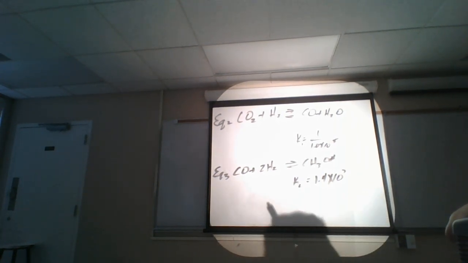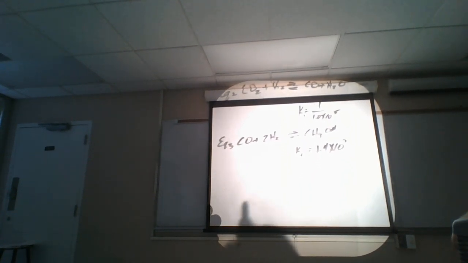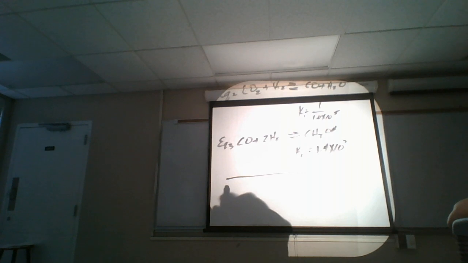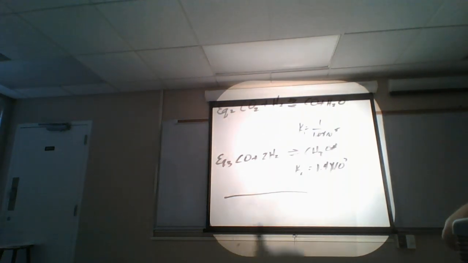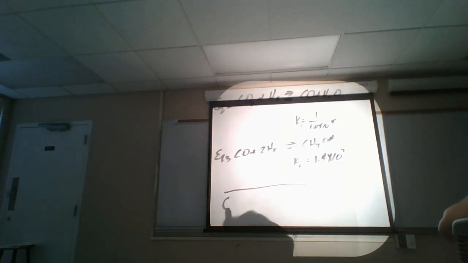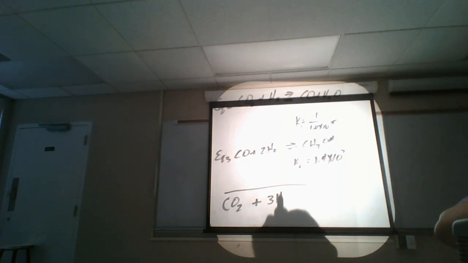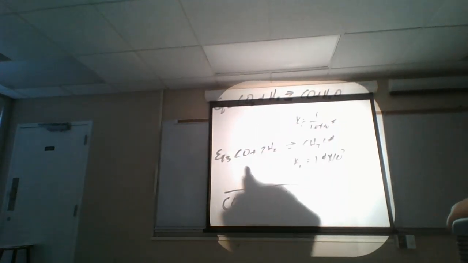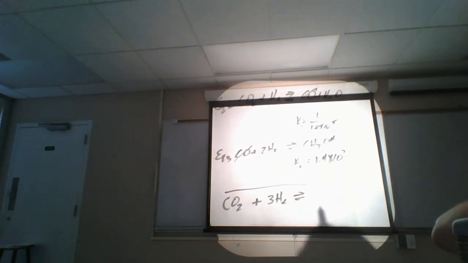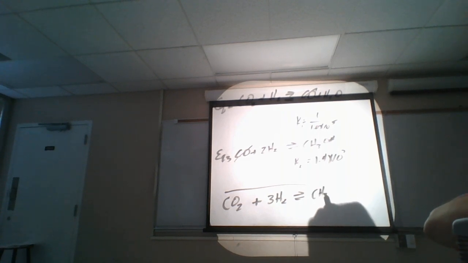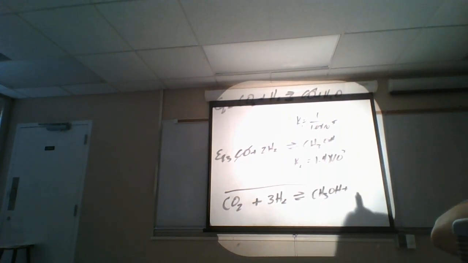All right. If I add these two up, equation 2 and equation 3, I get equation 4. So CO2 plus 3 H2s, the CO and 2 H2 from the two equations are on opposite sides, so they cancel out, yields CH3OH plus H2O.